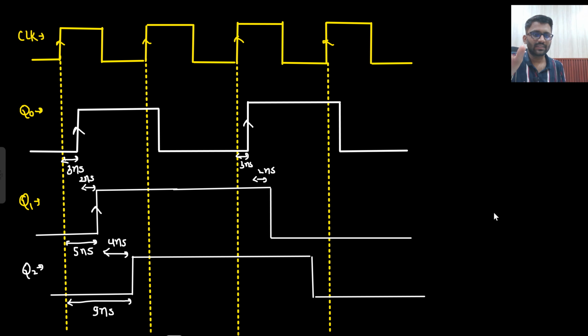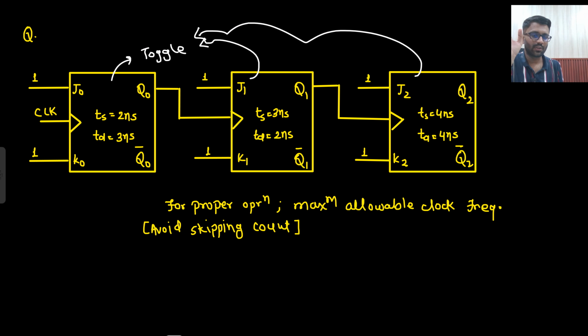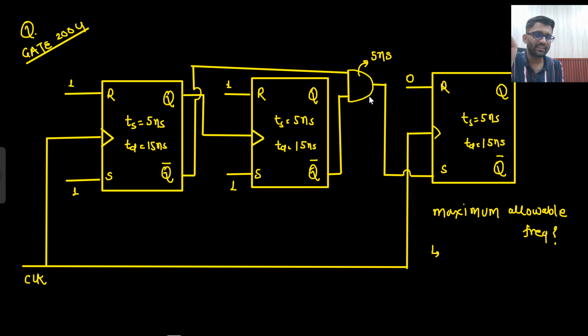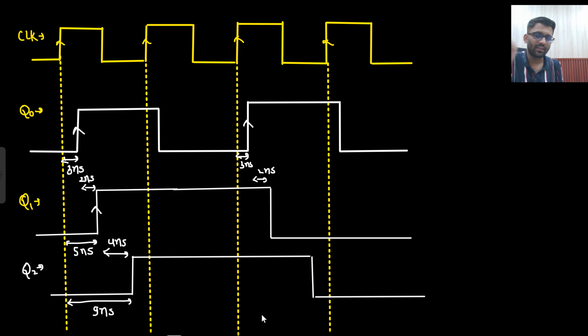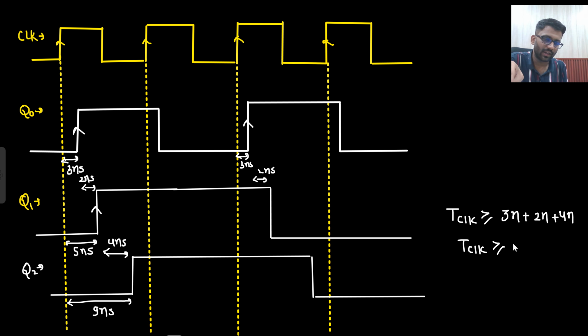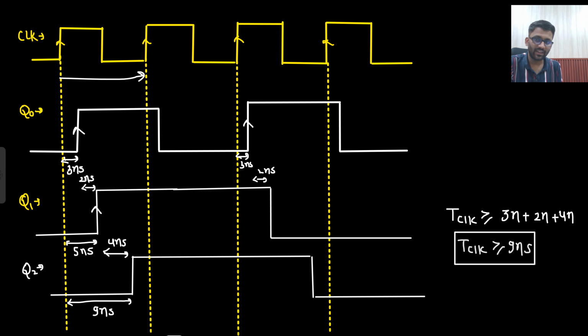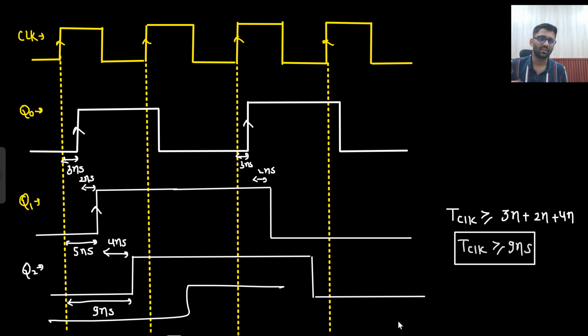But here the conclusion is that you do not need setup time or hold time. Just know that the final output here will be reaching after 9 nanosecond, so your clock period should be greater than 9 nanosecond, that is, 3 nanosecond plus 2 nanosecond delay plus this 4 nanosecond delay. That's it. At least this 9 nanosecond window should be covered, because if it was ahead, there will be an issue. You would skip this count 111. You would skip this count, right?